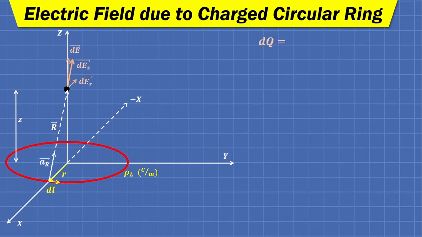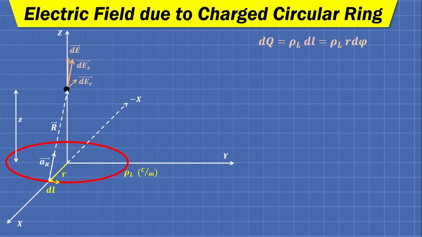Now we have divided the intensity in two components. One component is along the z-axis and the second component is along the direction of r. So as you can see, this is the component of intensity along the direction of r, and this vertical component is a component of intensity along the direction z.